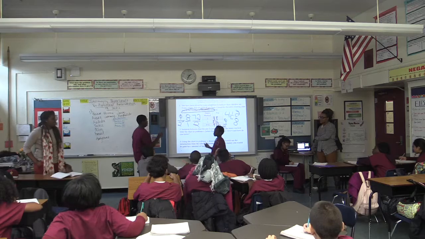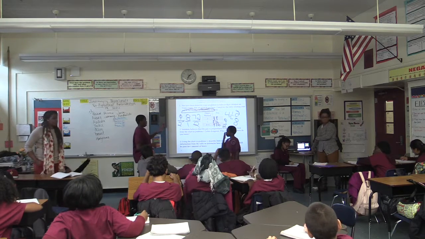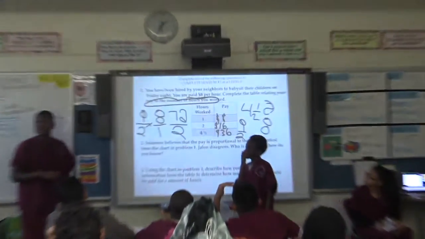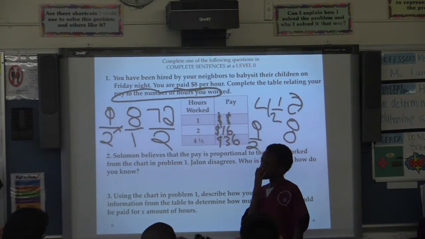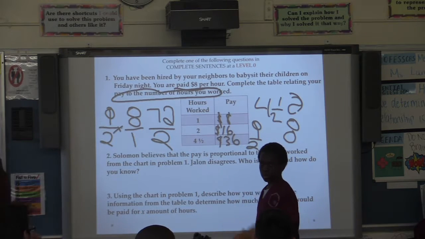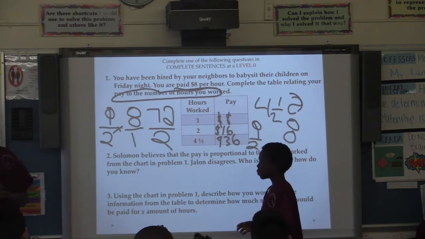If we divide 72 by 2, what will we get, Kaziana? 36. So what do we know about the two ways that were just presented to us? Jason? They both get us to our answer.